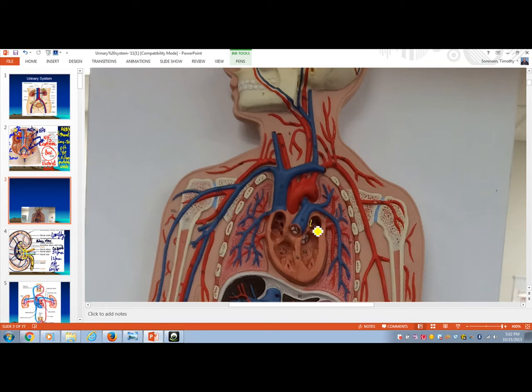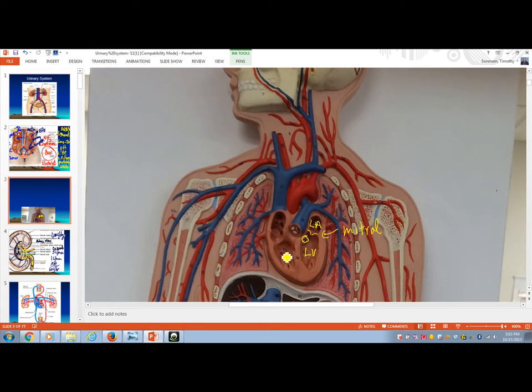So, here we have the left atrium. The valve that separates the left atrium from the left ventricle is the mitral valve, or bicuspid valve, or left AV valve. And then you have the largest chamber of the heart, with the thickest muscular wall, the left ventricle. And then you have the aortic valve.